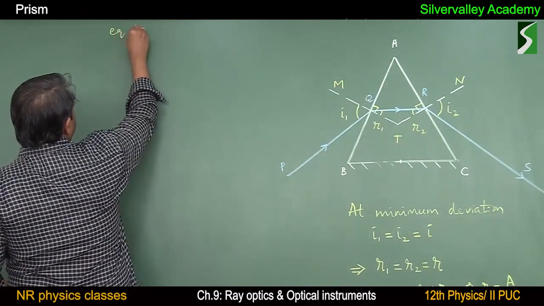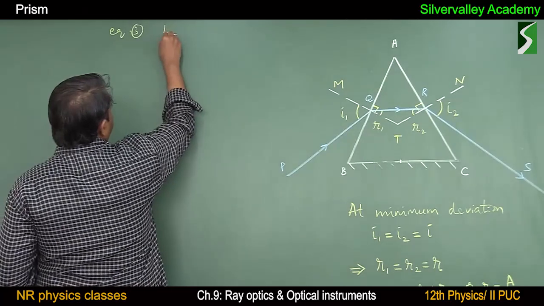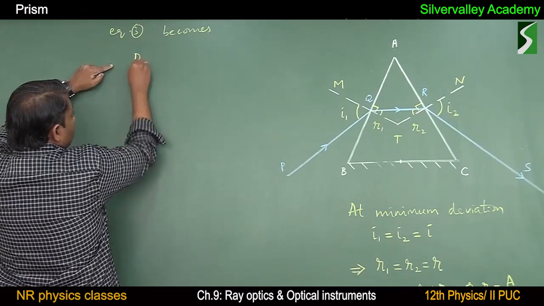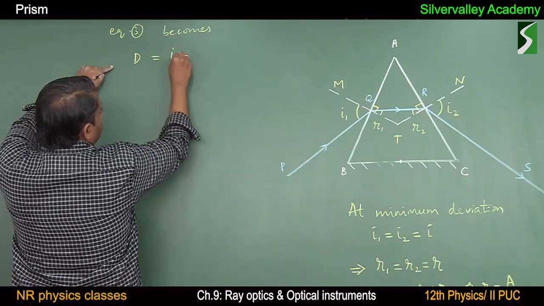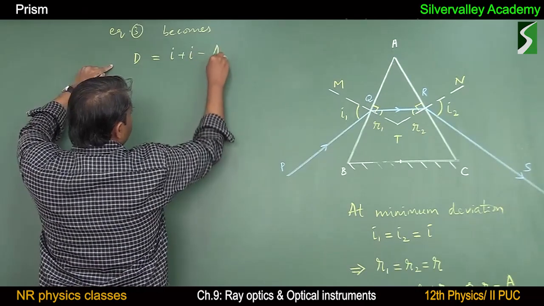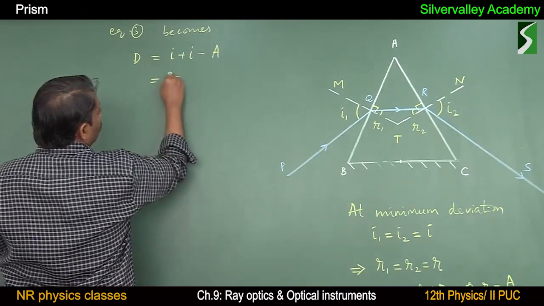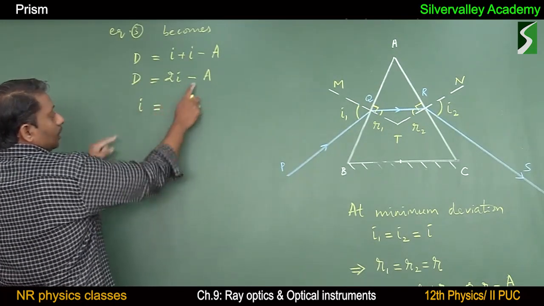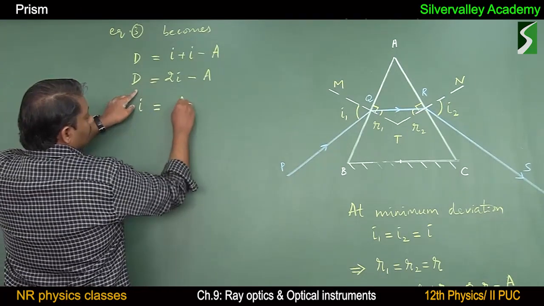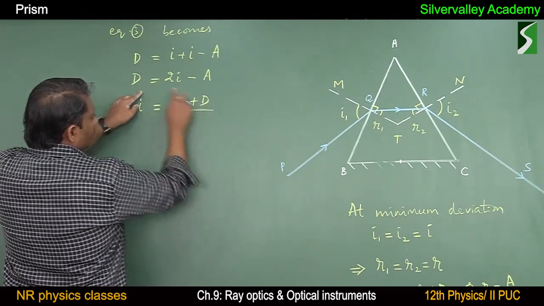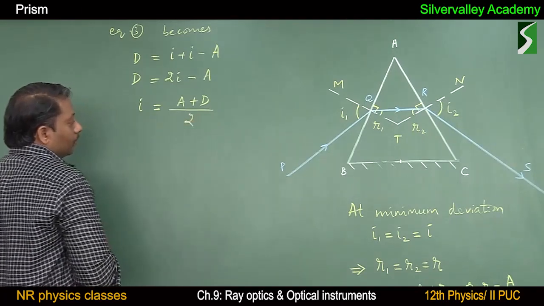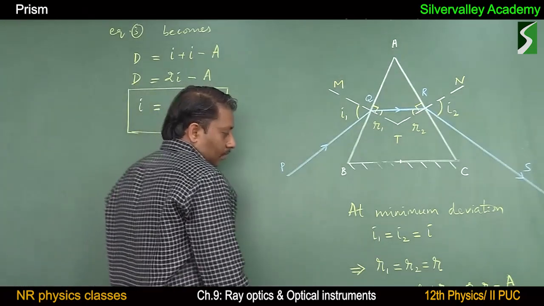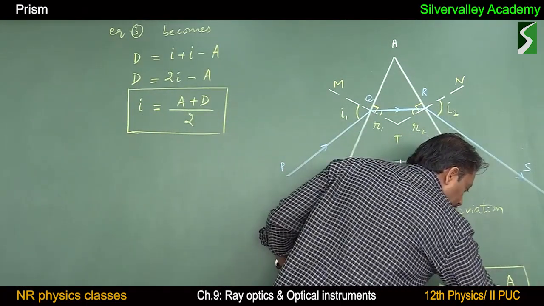And equation 3 becomes small d is replaced by capital D equal to I plus I minus A, or 2I minus A, or I equal to, take A to the other side, it becomes A plus D by 2. So we have an expression for angle of incidence, we have an expression for angle of refraction.